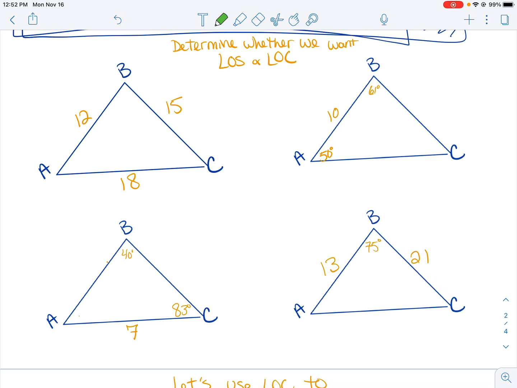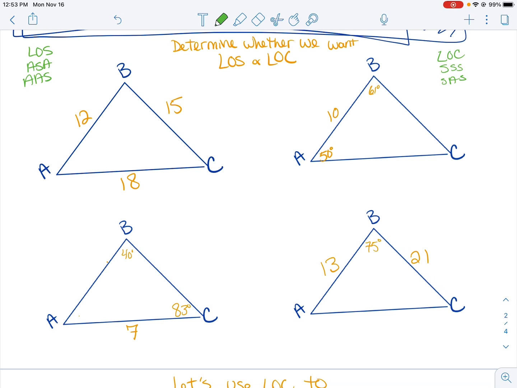Okay, so we said that we can use the law of cosines when we have a side, side, side, or a side, angle, side situation. And we can use the law of sines when we have an angle, side, angle, or an angle, angle, side situation. So let's take a look at these triangles and see if we can determine what they're giving us.